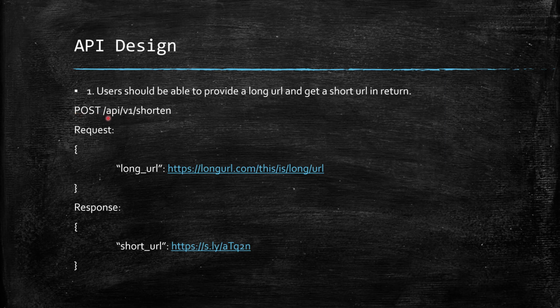The API will look something like this, /API, then there is a versioning, /shorten. So I've taken this name shorten to represent that in the request we will get a long URL. So this is our long URL, and in the response we simply will return the short URL to the user.